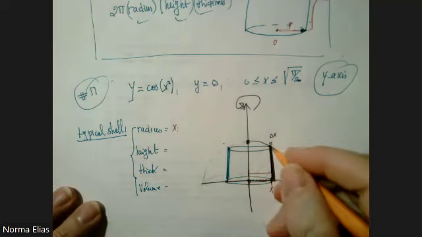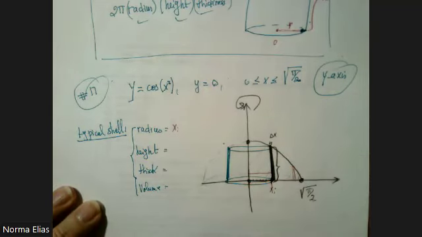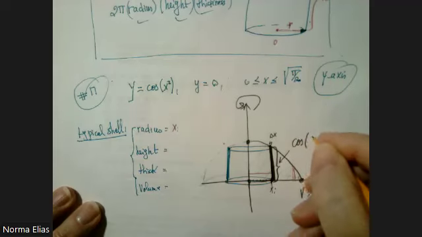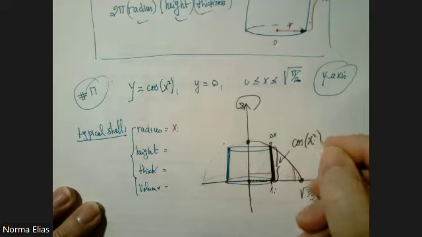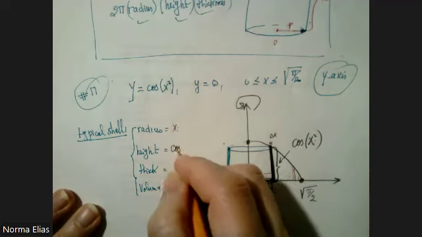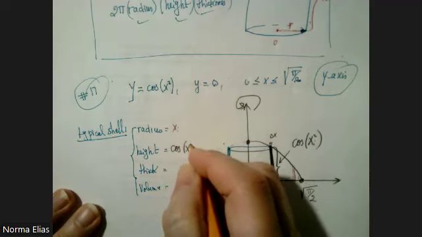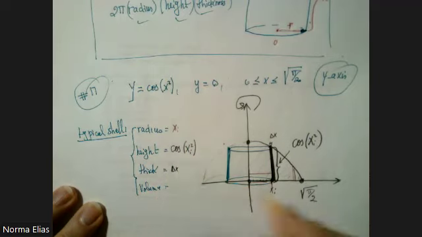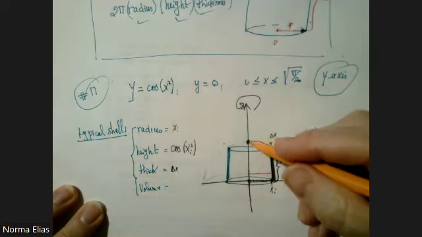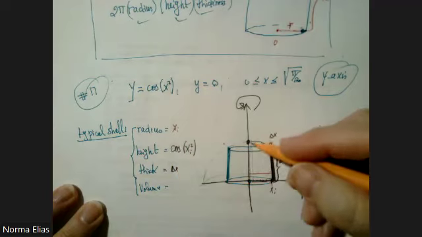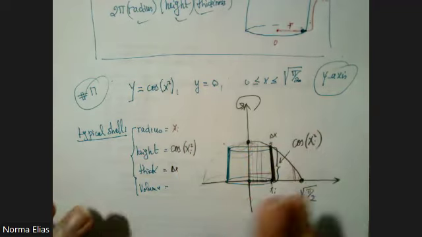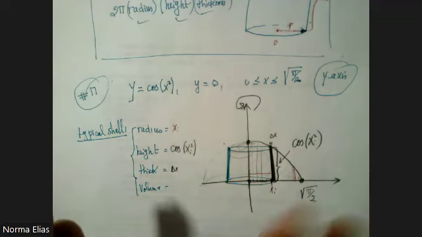The height is from here to here. Now this is the function cosine x, so this is going to be cosine x_i squared. That's the height. The thickness is the little delta x. And here x is my variable because in my mind, I'm dividing this into pieces and I'm rotating every piece. So I am filling the whole region.